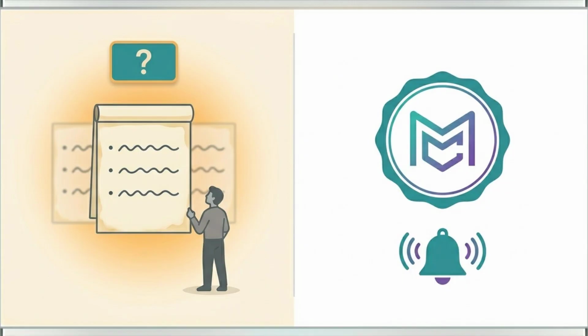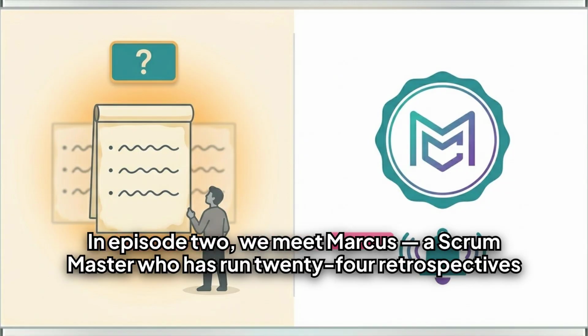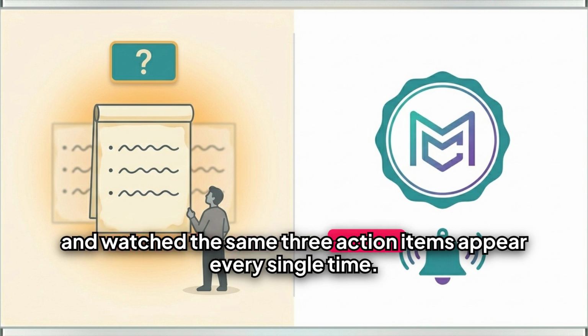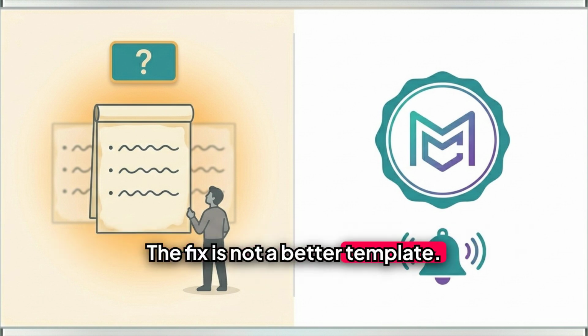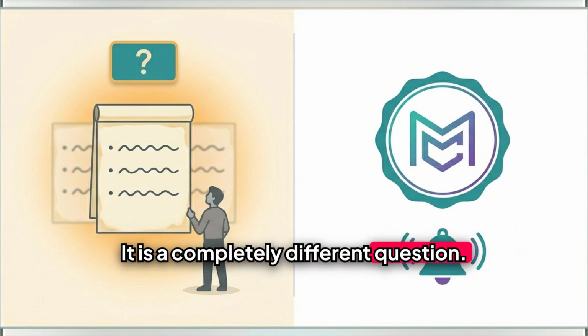In episode 2, we meet Marcus, a Scrum Master who has run 24 retrospectives and watched the same 3 action items appear every single time. The fix is not a better template. It is a completely different question. I will see you there.